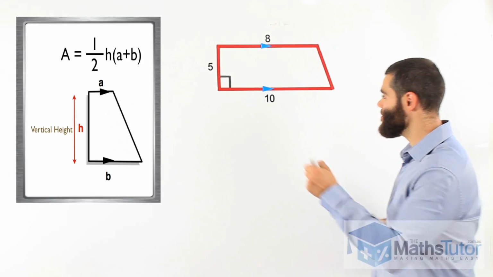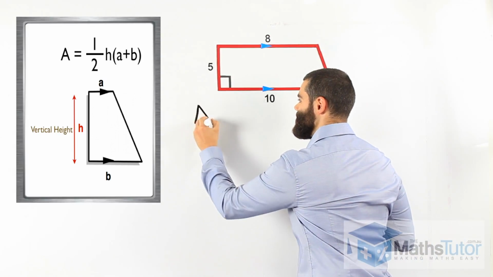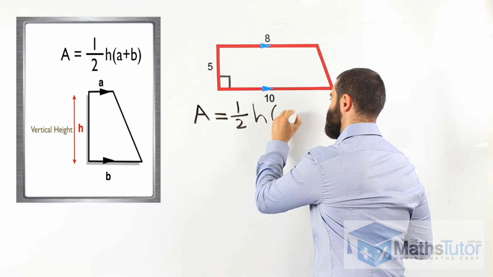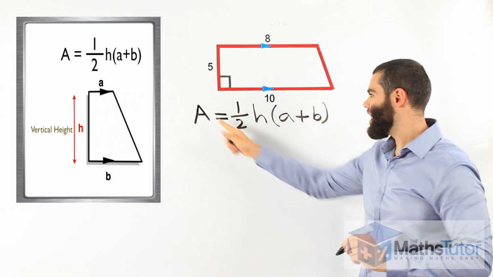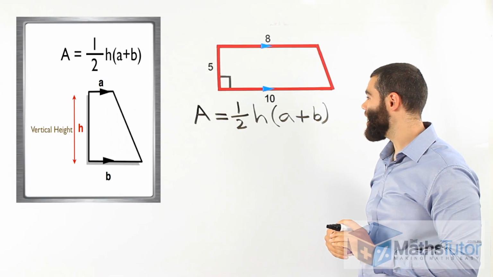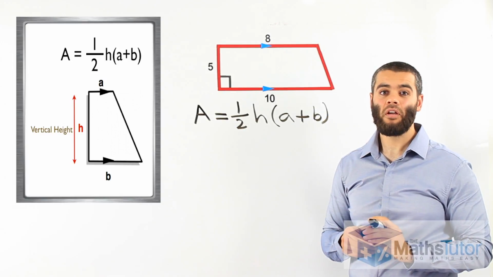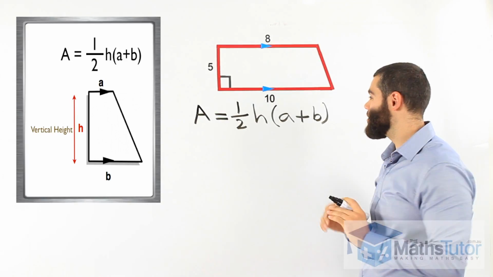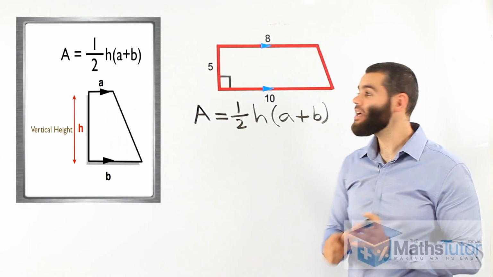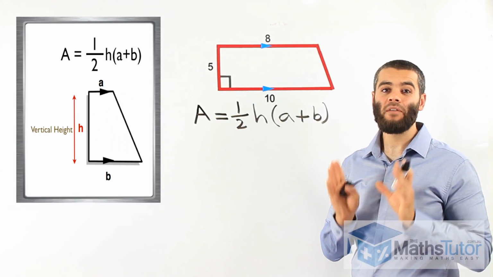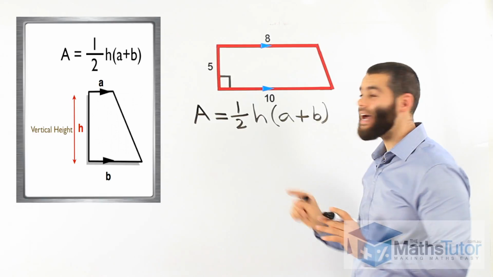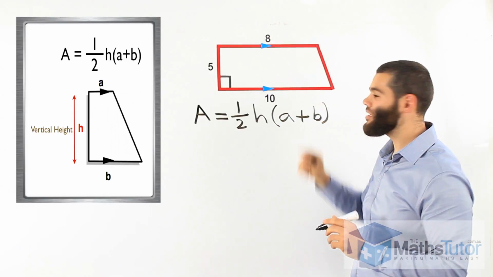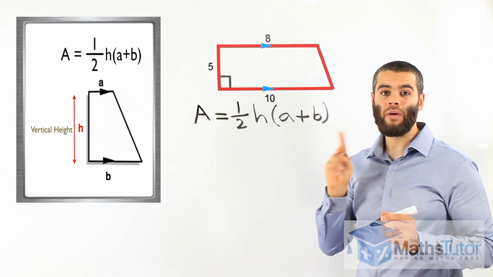We know the formula now. A equals half h, a plus b. A stands for the area, half times the height, and a plus b are in brackets. We need to easily identify the a and b. All the time, the a and b are the parallel lines. Whenever you see a trapezium, the a and b are the parallel lines. It doesn't really matter which is which, as long as you know a and b are the parallel lines.